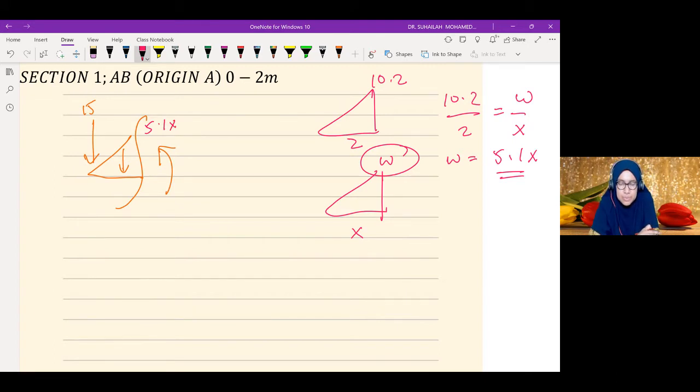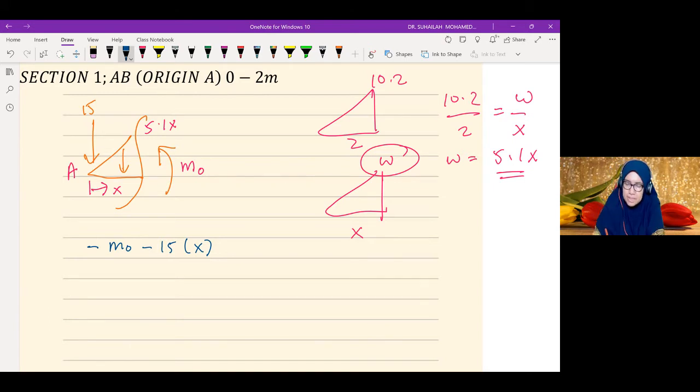Okay, the W. This is M naught. X is measured from A. So we have to write the moment equation by taking the moment at the cutting position. This is negative M naught, minus 15 times X.